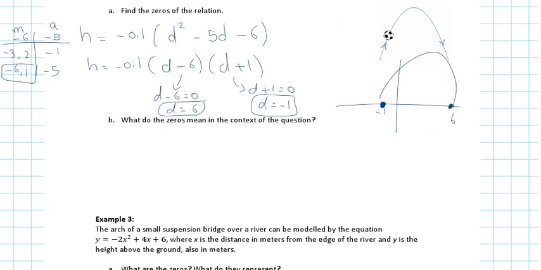So the zero in the context of this question is when the ball hits the ground. So that means the ball will hit the ground 6 meters away from the kicker.